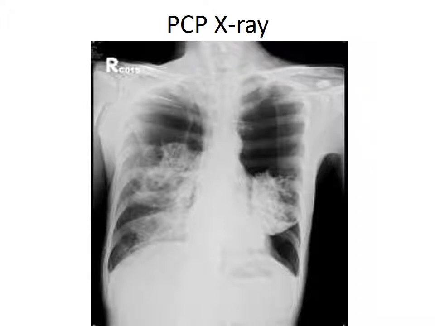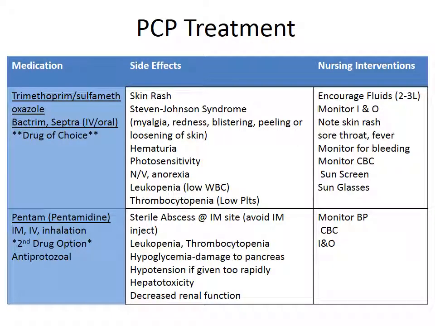The following slide shows a chest X-ray of a patient with PCP and the resultant cloudy appearance of the lungs. PCP treatment is aimed at several different types of drugs, and we've already talked about both of them. One of the important things to remember with Bactrim or Septra is that Stevens-Johnson syndrome can develop, which is a redness, blistering, peeling, or loosening of the skin that can be very, very problematic.